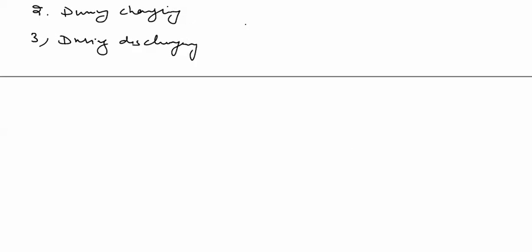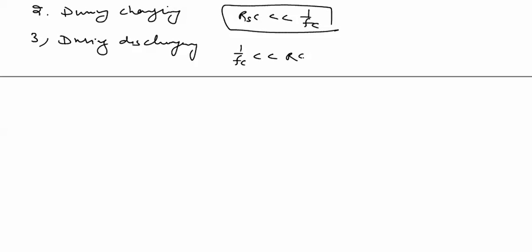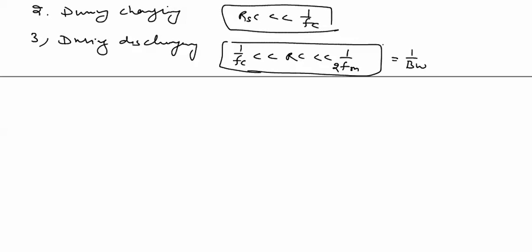Point number 2 for the envelope detector is the condition during charging, and the third point is during discharging. During charging, RsC should be much less than 1 upon fc. During discharging, RC should be greater than 1 upon fc and less than 1 upon fm, twice of it, or 1 upon bandwidth. These two conditions are very important.